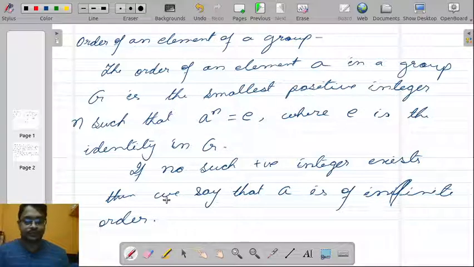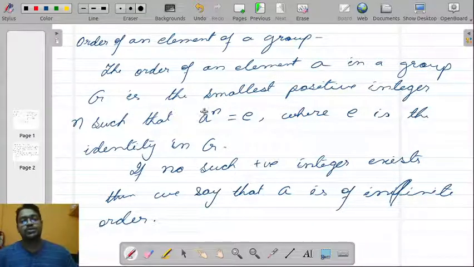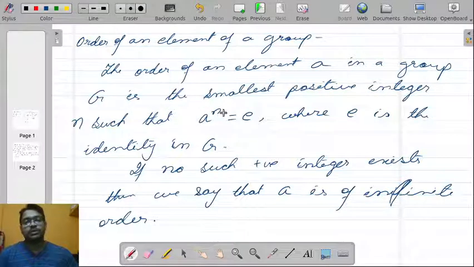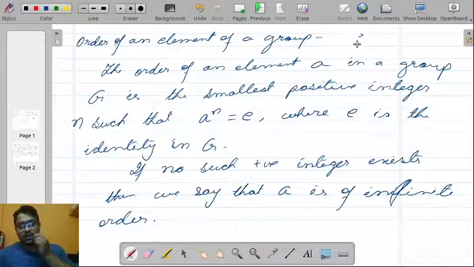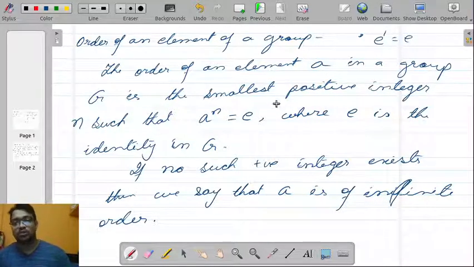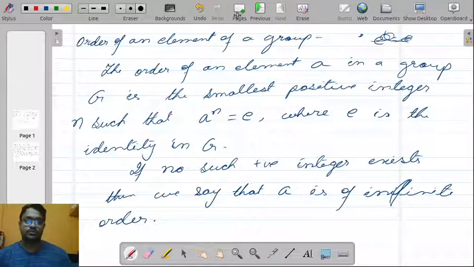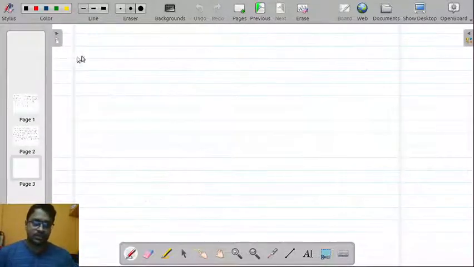So it is not necessary that in a group you will always be able to find a positive integer n such that a to the power n equals e. Sorry, for the identity element we can always find e to the power 1 equal to e. So the identity element in a group has order 1. For the identity element it is okay, but there might be other elements which do not have a finite order. Let us see some examples, then we will understand.